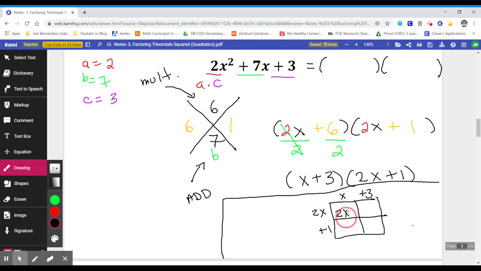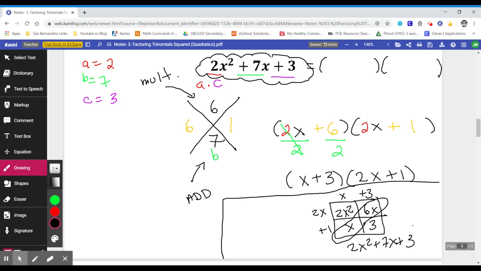So that gives you 2x squared. That gives you 6x. And then this gives you x. And then finally, this gives you 3. So when I combine like terms, this should give me 2x squared plus 7x plus 3. So 2x squared plus 7x plus 3. And looky, this is actually the original problem that we had in the beginning. So we did it correct.